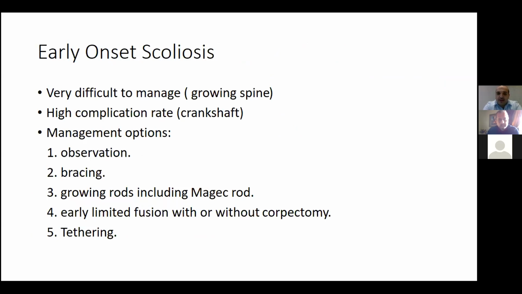It has a high complication rate, like the crankshaft phenomenon. You all are aware of it. The crankshaft phenomenon is a nightmare of the deformity surgeon in early onset scoliosis. The management options for early onset go from conservative, like observation and bracing, to growing rods, including magic rods, and limited fusion with or without corpectomy. And nowadays we are doing posterior and sometimes anterior tethering for these cases.